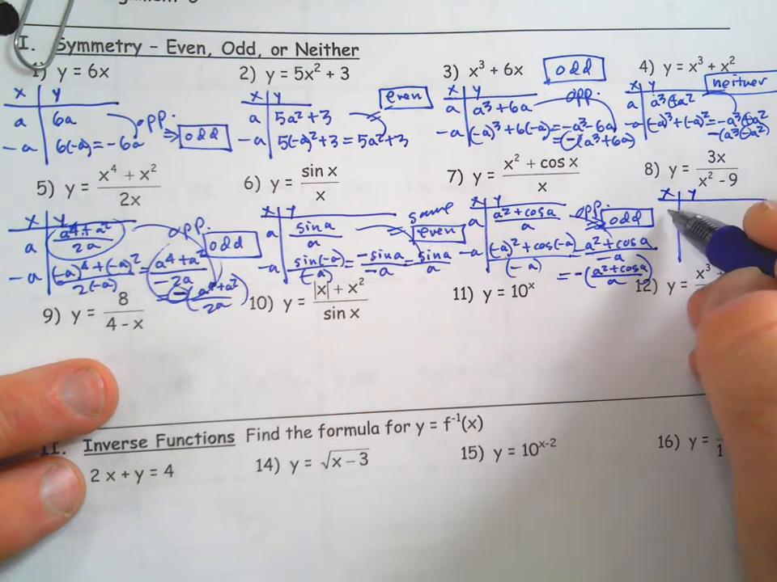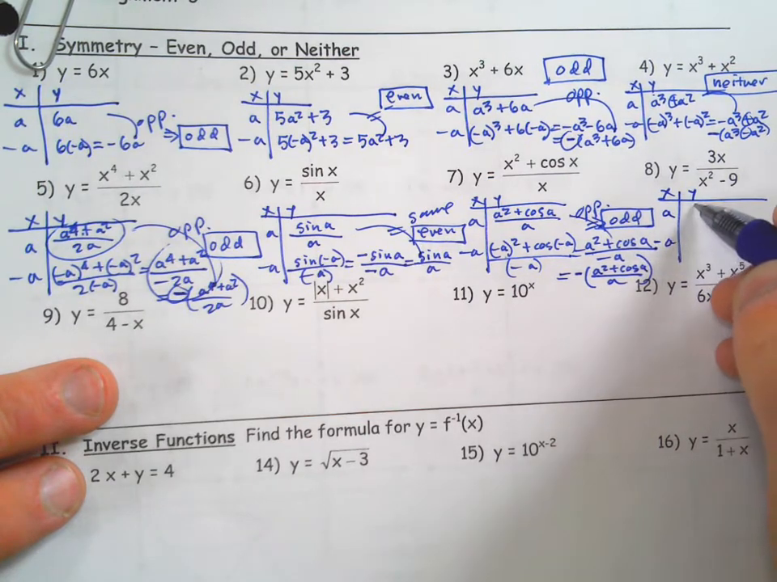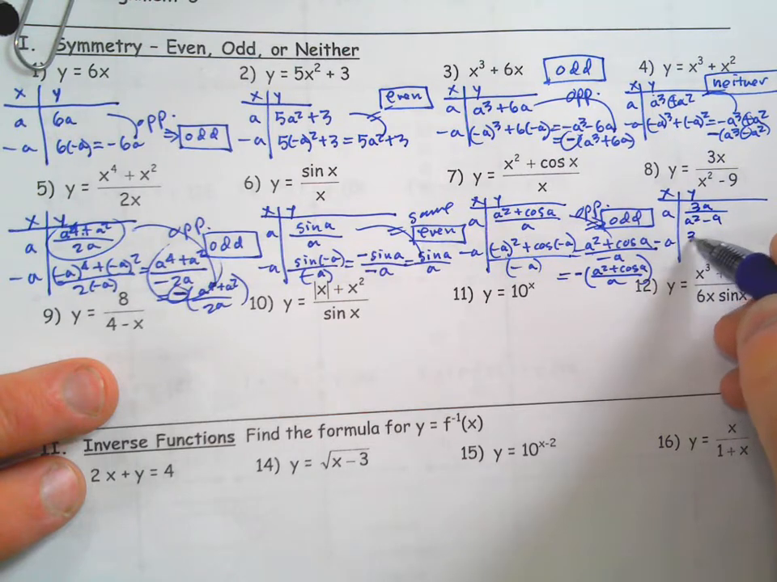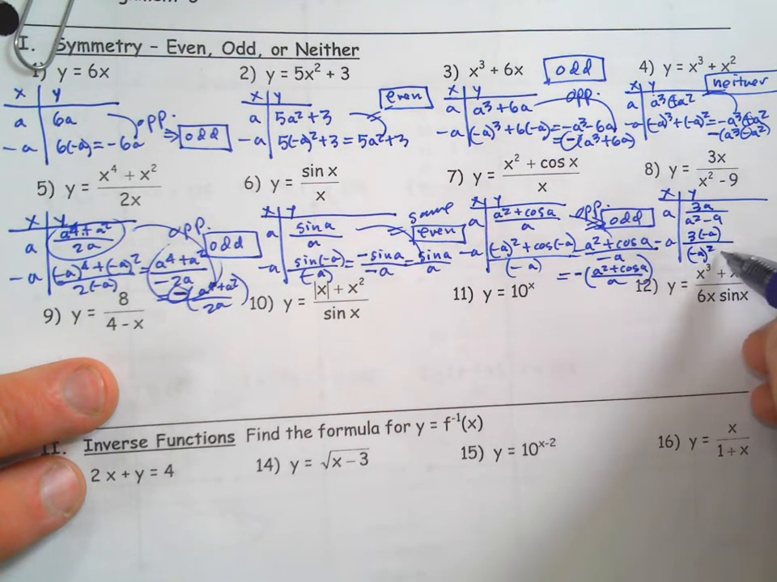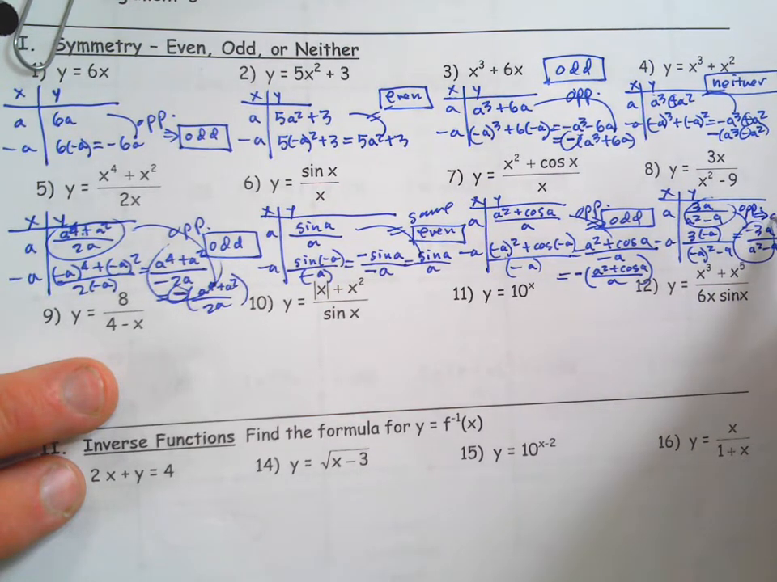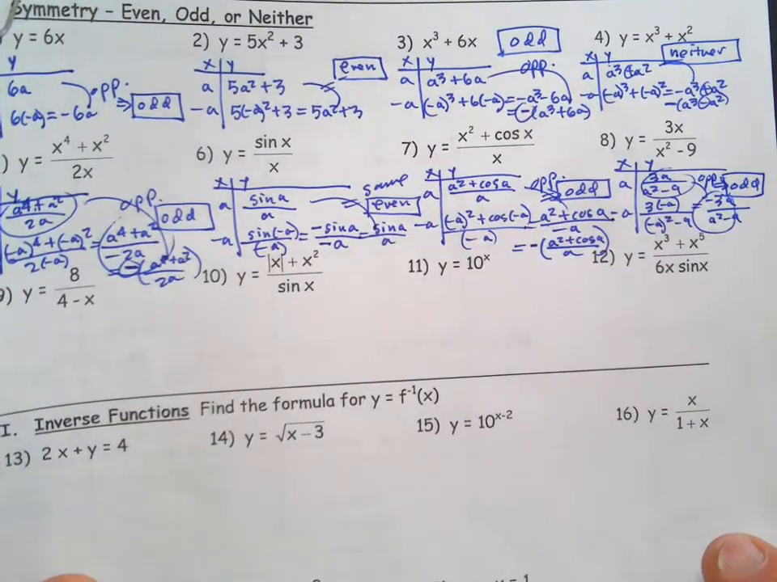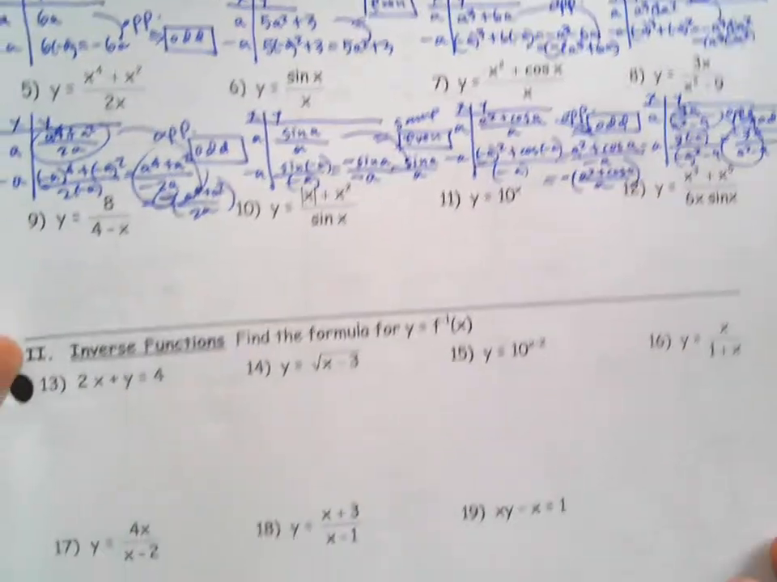Table, x, y, a, negative a: 3a over a squared minus 9, 3 parentheses negative a over negative a squared minus 9 gives you negative 3a over positive a squared minus 9. These are the opposite. So it is odd symmetry. Okay. Got a few more.